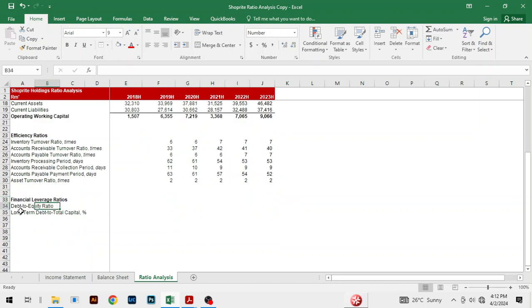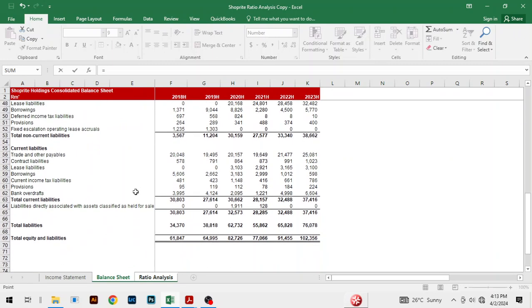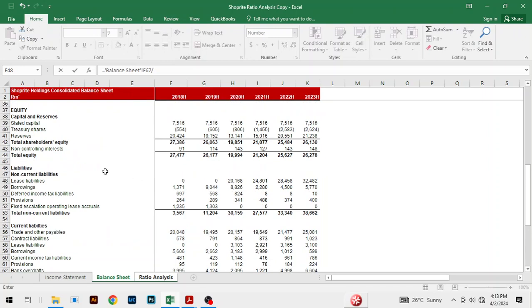So here let's do debt to equity ratio. I'm just going to use the formula that I got from Investopedia. They were saying for debt to equity ratio, we take the total liabilities and divide by the book value of equity, right? So that's what we are going to do now. So here we can say equals, then we go back to the balance sheet, we take the total liabilities figure, we divide it by the book value of equity. So this is it, okay.